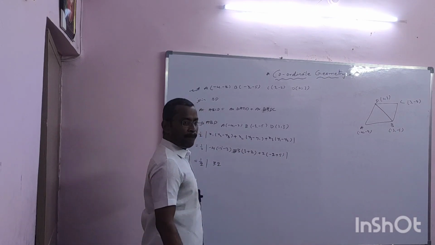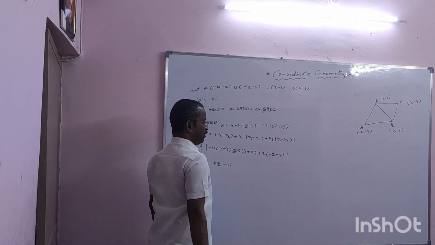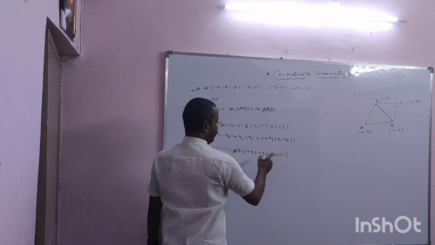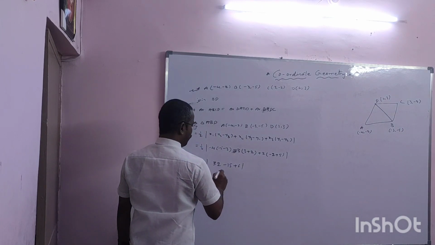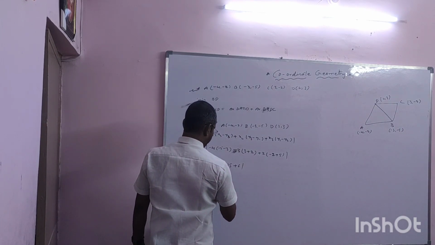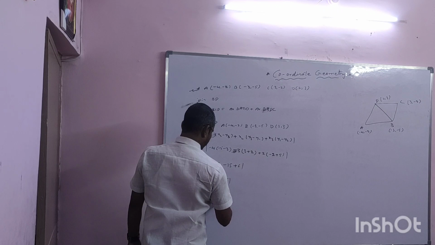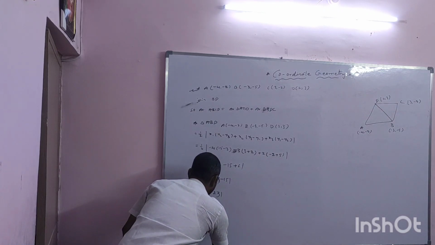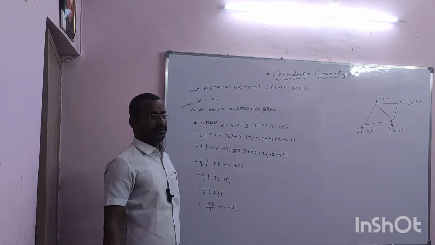Am I right? Next, 3 plus 2 is 5, so minus 3 times 5 is minus 15. Minus 2 plus 5 is 3, and 3 twos are 6. What do you get here? Half of 32 plus 6, how much? 38 minus 15. So half of 8 minus 5, that is 3, 3 minus 1, that is 2. So what do you get here? 23 by 2 square units.